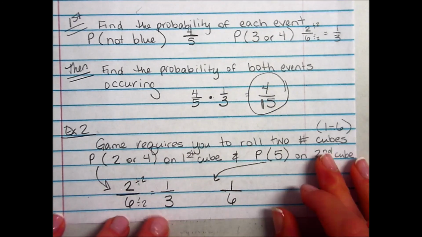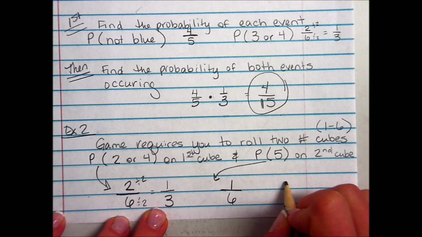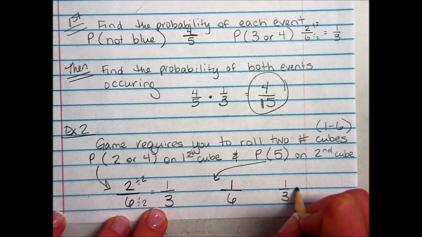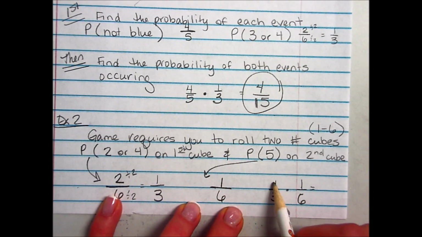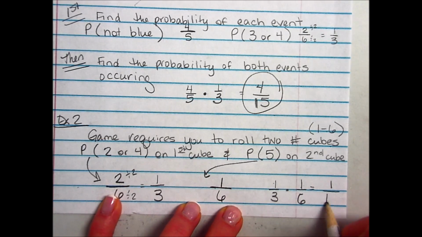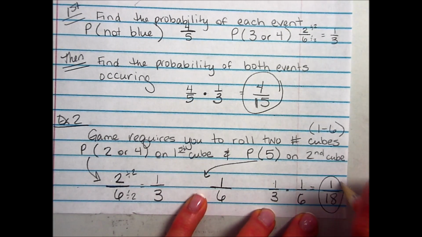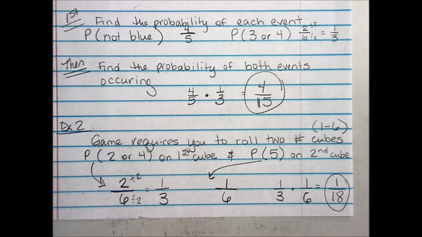Now we combine the two events. So 1/3 times 1/6. Okay, across the top, 1 times 1 is 1. Across the bottom, 3 times 6 is 18. So it's a 1 out of 18 chance of having both of those events successful.